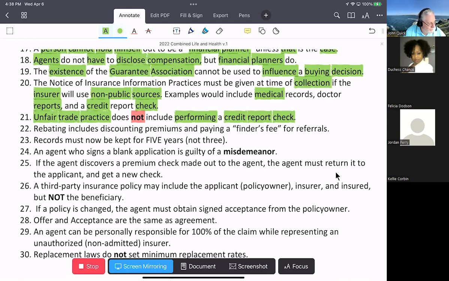I always thought rebating was a good thing. Well, rebating is now a bad thing. If you discount premiums, pay a finder's fee for referrals. Now, a lot of times they say, if they buy, I'll give you a percentage. That's illegal. That's rebating. You used to have to keep records for 3 years. Generally, records now have to be kept for 5 years.